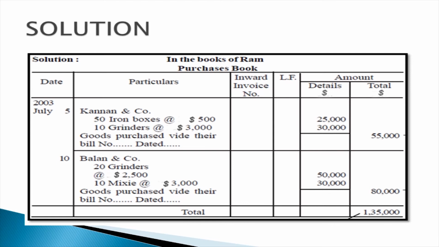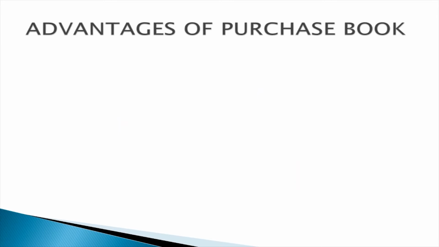And moving on to the transaction held on 20th July, it will not be recorded. The reason behind it is an asset, and assets are never recorded whether it is on cash or credit basis. So at the end we will find the total is 55,000 plus 80,000, that comes to be $1,35,000.